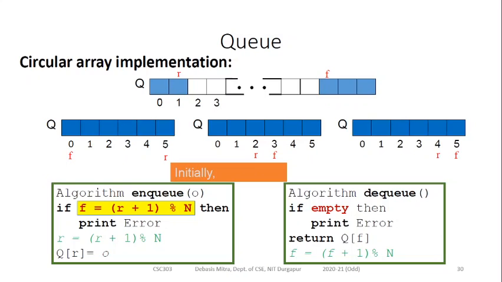Just check. See, these three are examples of different ways our array can get filled completely, indicating a full condition. And in all the cases, this particular expression is holding. So we can say that this expression is capable of representing the full condition.